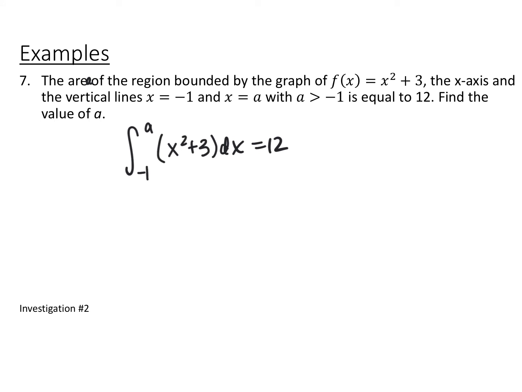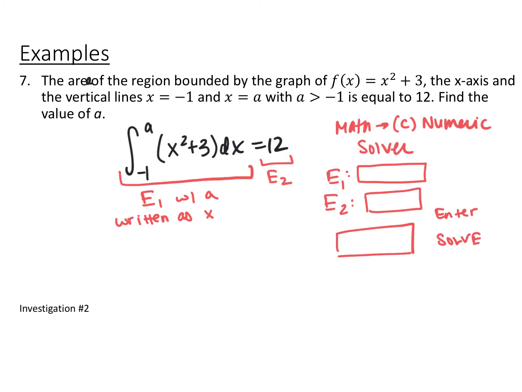So now we're going to use our graphing calculator to help us solve for a. We're going to go under math, and letter C is your numeric solver, which solves equations. It'll come up and say E1, and it'll have a big blank box. In that, you're going to put the left side of this equation. Instead of a, you're going to write x. So it's going to say the integral from negative 1 to x of x squared plus 3 dx. You're going to type in that integral just like you would if you were trying to evaluate the integral. And then under E2, you're going to put the right side, which is 12, and then hit enter.